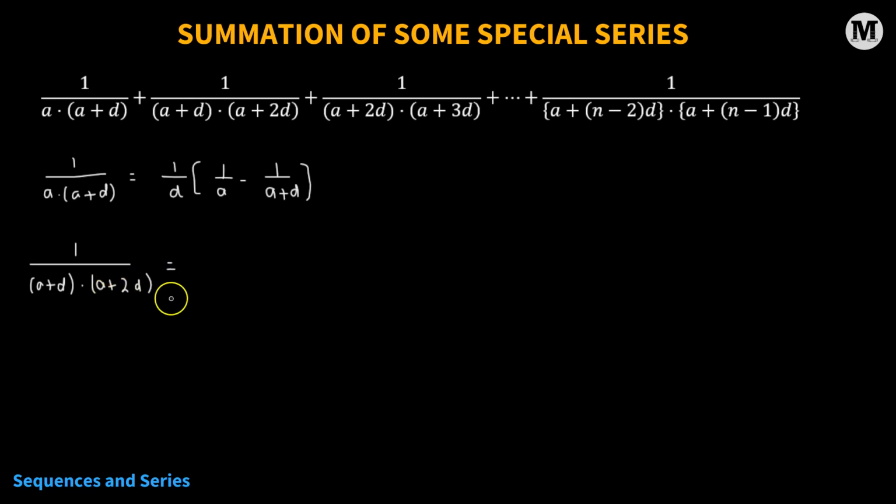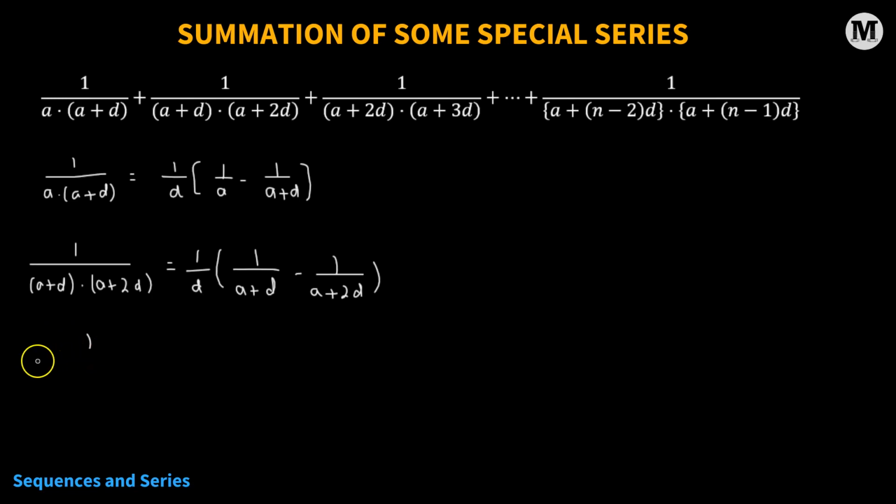Now this second term, since it's a single fraction, we can again decompose into two partial fractions. We have 1 over d, to it we multiply 1 over a plus d minus 1 over a plus 2d. So here we have decomposed the given second term into two partial fractions.